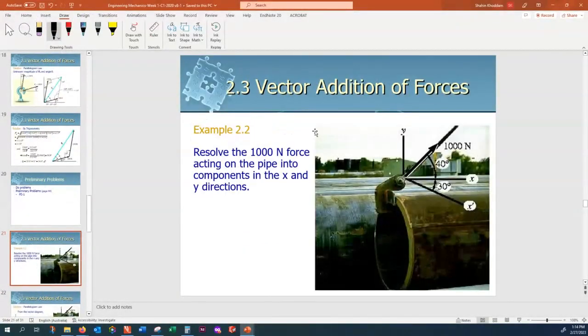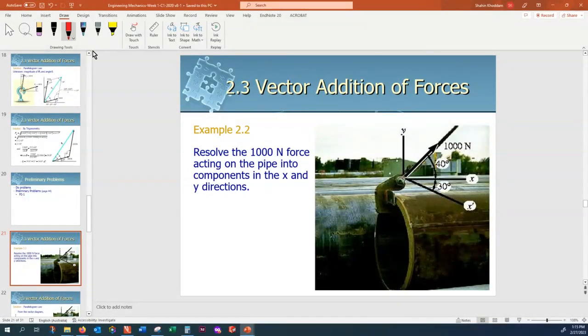All right, the next slide, we have an example here. It's a big steel pipe. And here we have a bracket fixed at one end of the pipe. And then a force of 1000 Newton is exerted in the direction which is shown. And then you want to resolve that force into X component and Y component. So how do I resolve the forces? So again, that's a thing we learned during the high school.